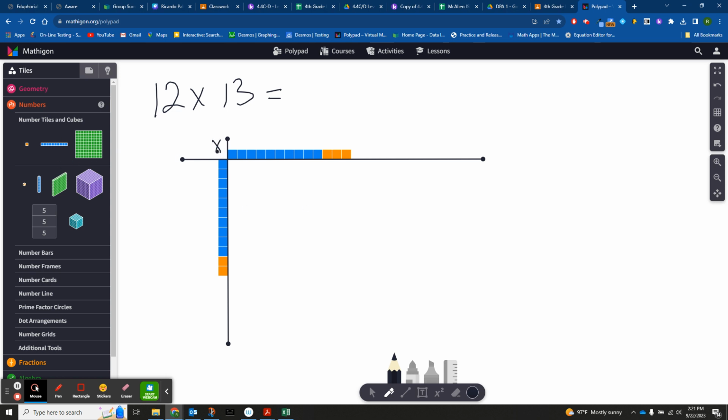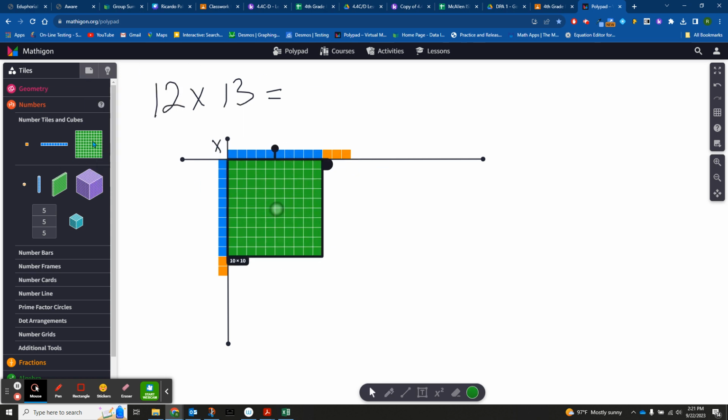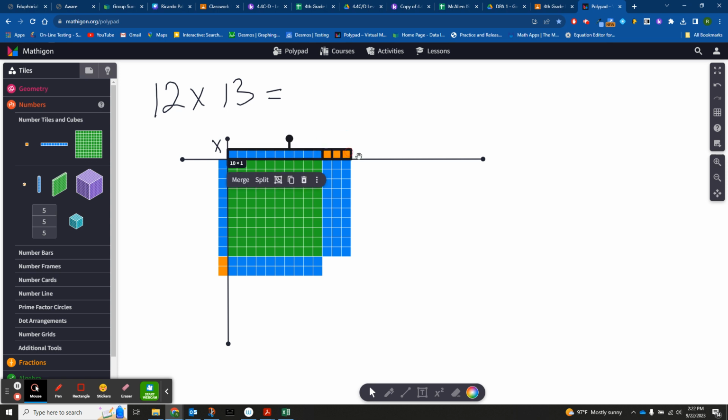What is 10 times 10? 100. Ta-da! And then what is 10 times 3? Well, it's going to be what? 30. All right. Notice that these corners here will be my tens. This is really 2 times 10, which is 20. And then I'm multiplying here 2 times 3, which is 6, right?